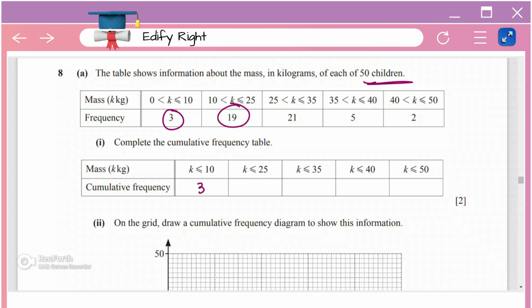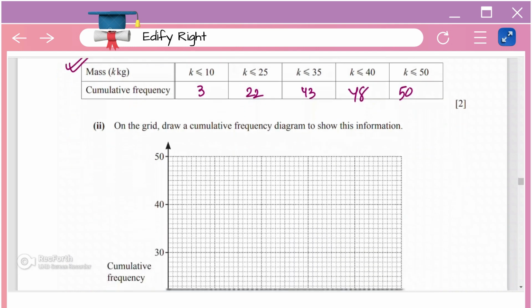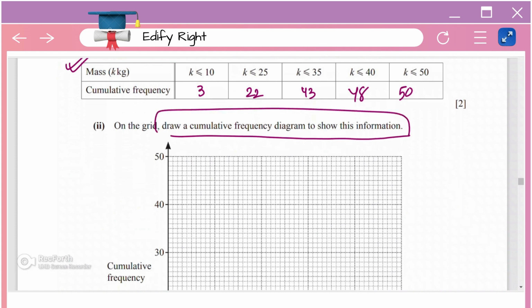The second box is 3 plus 19, which is 22. The third box is all of these combined, so that is 43. The next box is plus 5, so that is 48, and then plus 2, which is 50. So this is the table for cumulative frequency. Now on the grid, draw a cumulative frequency diagram to show this information.